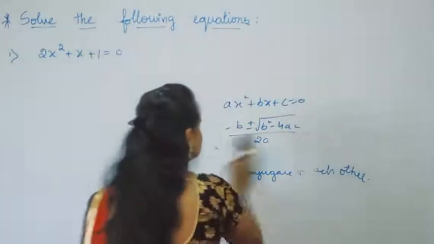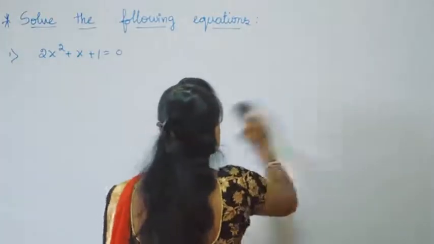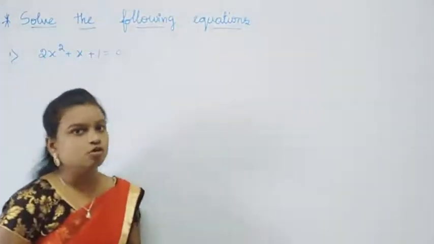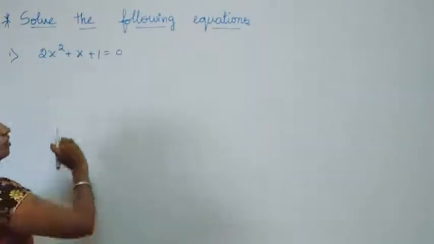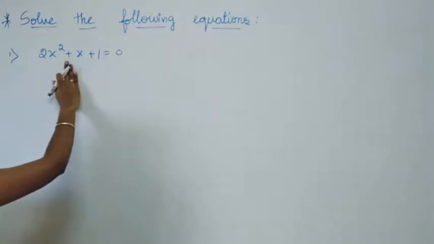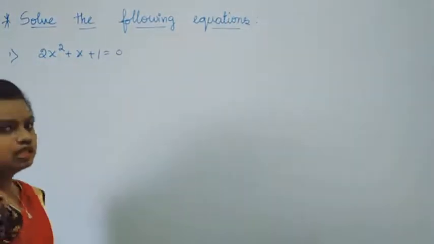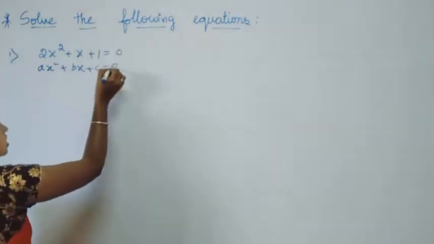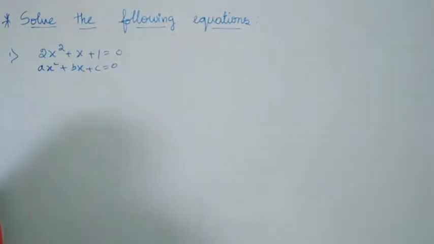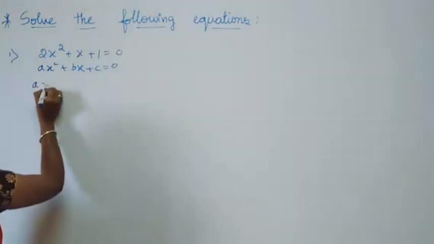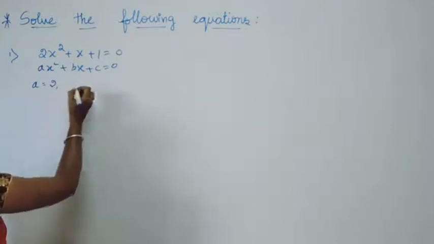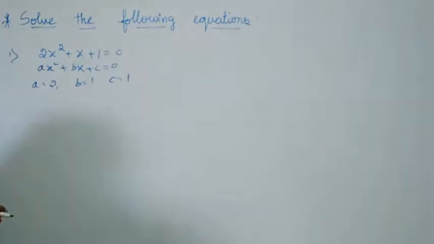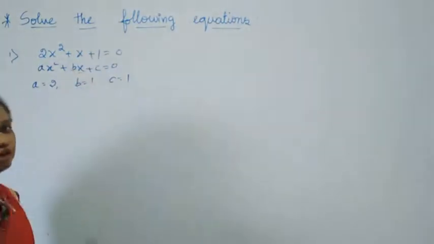So, solve the following equations. In this problem, for all, the discriminant is less than 0. Okay. So this is the first problem. Given that 2x square plus x plus 1 is equal to 0. So this is of the form ax square plus bx plus c is equal to 0, right? So this is a quadratic equation. Then what is the value of a here? a is 2. b is equal to what? 1. And c is equal to 1. So we have to find the roots for this quadratic equation.